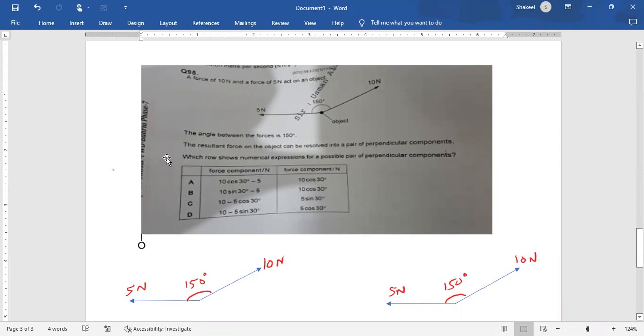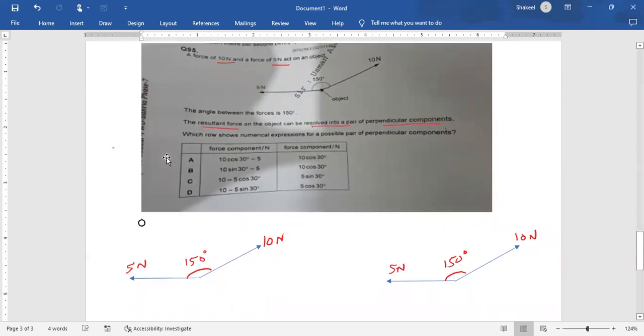So the question is, there are two forces as shown, 10 Newton and 5 Newton, that act at an angle of 150 degrees with each other. And then the resultant of these two can be resolved into a pair of perpendicular components. We have to tell what those two components should be.